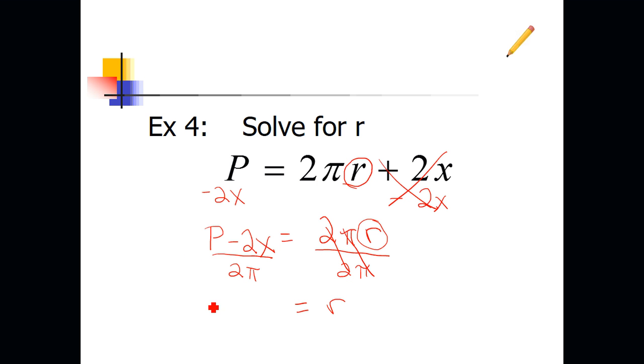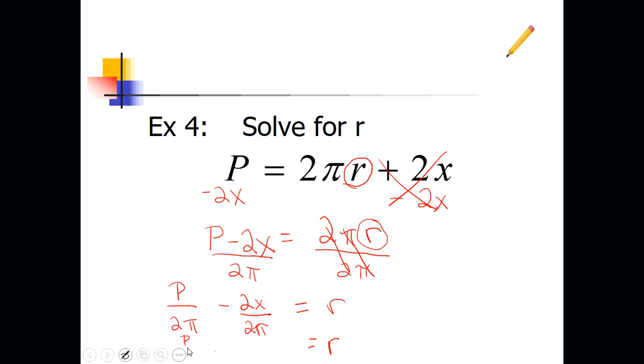This side becomes rather tricky. You have the p that's being divided by the 2 pi, and you have a subtract sign, and then the 2x is also being divided by 2 pi. The whole expression over there is being divided by 2 pi. So how does that simplify? P can't be divided by 2 pi because I don't know what p is.